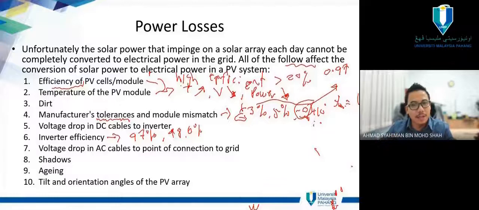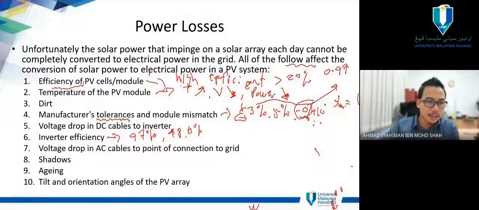Voltage drop in AC cable to point of connection to grid. This one is about the AC cable. AC cable means after the inverter, from the inverter to the grid. Usually from after the inverter to the grid, it's not that long.